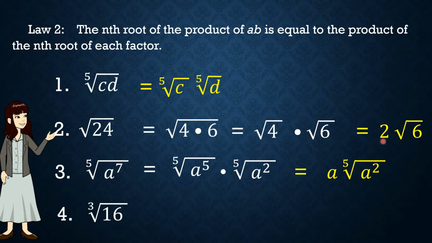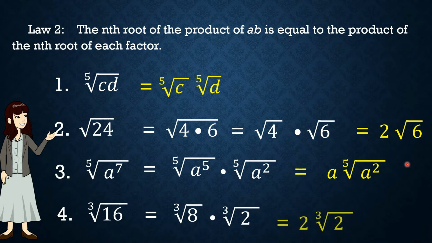Number 4. Cube root of 16. So think of a number that has a perfect cube root. What is that? That is 8. Cube root of 8 times cube root of 2. So what is the cube root of 8? That is 2. So we have 2 cube root of 2. And that is the answer for number 4, 2 cube root of 2.